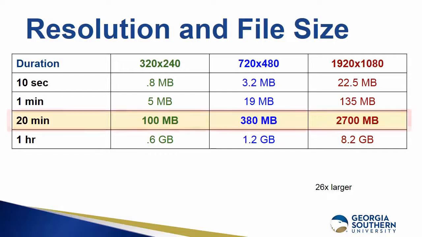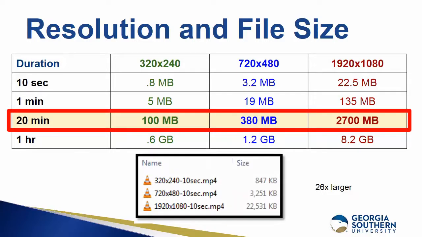So I recorded some video here at different resolutions, and you can see just the 10-second one. It's 0.8 megabytes for 320 by 240. This is like potato quality. It's horrible, a really grainy video, but it's not even a full megabyte for 10 seconds. Then it goes up to 3.5 megabytes at 720 by 480, which is a very sweet spot of resolution for uploading onto the web if you want really high compression. And then you've got the really nice HD Blu-ray kind of quality at 1920 by 1080, and you're looking at 22 megabytes for that same 10 seconds.